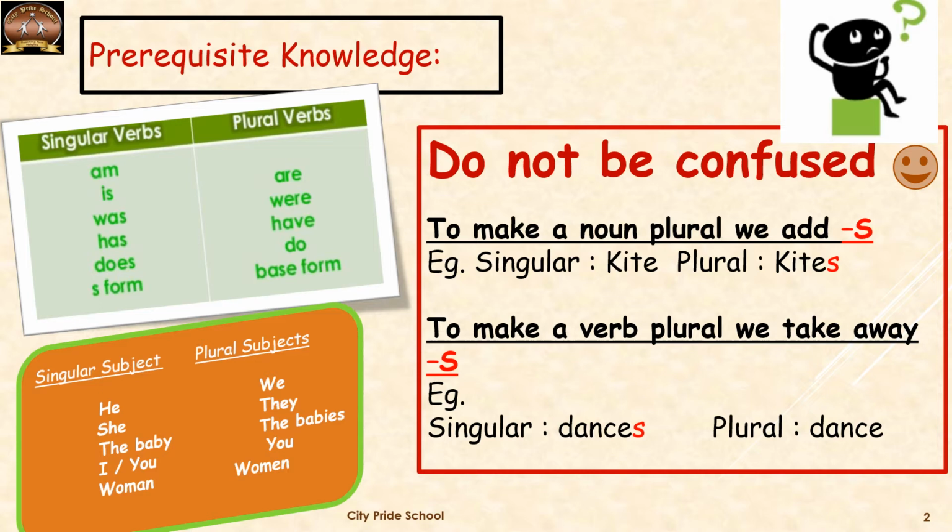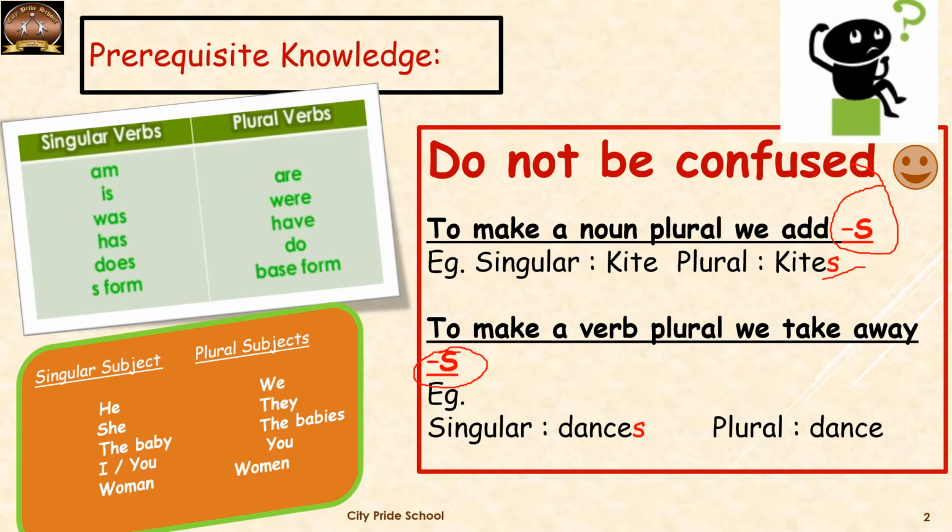Sometimes you'll end up confused how to make the singular or plural of a noun or a verb. Now, the rule is very, very simple. To make a noun plural, we add S. For example, kite, the plural is kites. We've added S to it. Then to make a verb plural, we take away S. So it is just the opposite. To change a singular noun into plural, we add S. And to change a plural verb into a singular, we have to add S.